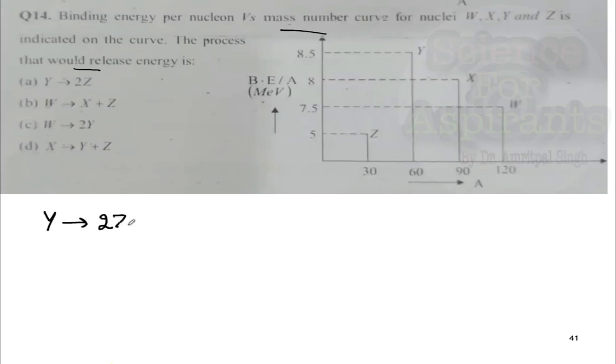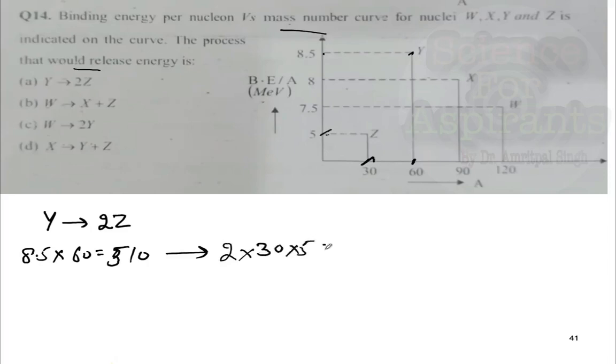Now in the first process, Y is equal to 2Z. If you look at Y, it has mass number 60 and binding energy per nucleon 8.5. So 8.5 into 60 is of the order of 510, and it is being converted into Z. So Z is 30 into 5, which is equal to 300. So reactant energy is 510, product energy is less. So what does it mean? The reactant energy is more, while the product energy is less. In this, energy is absorbed.